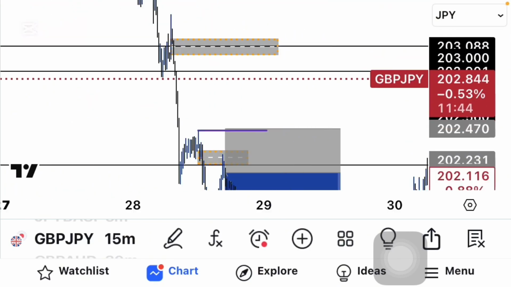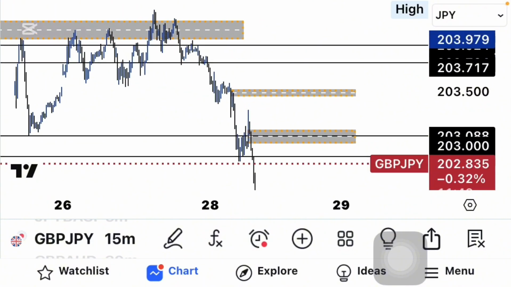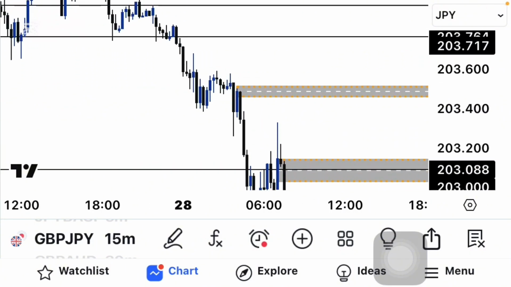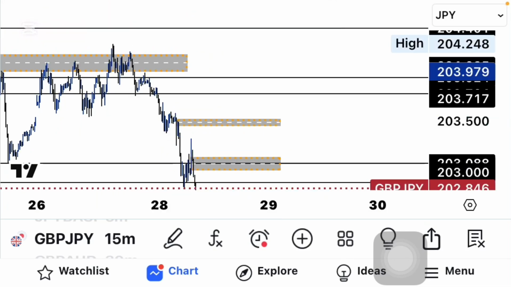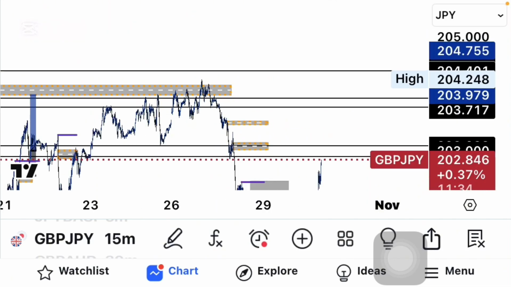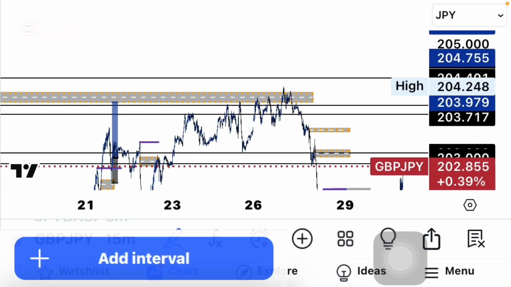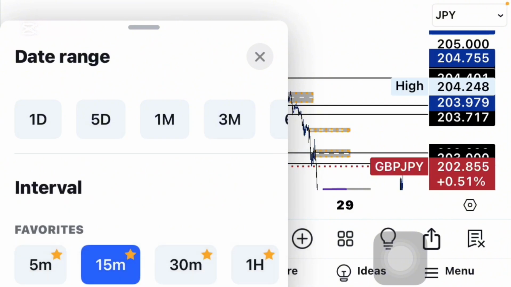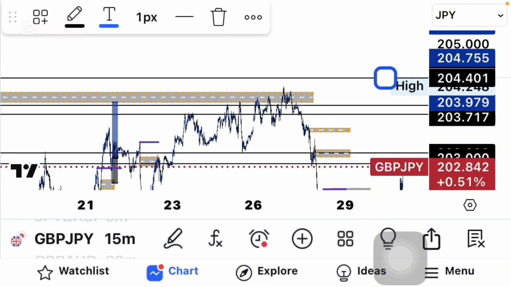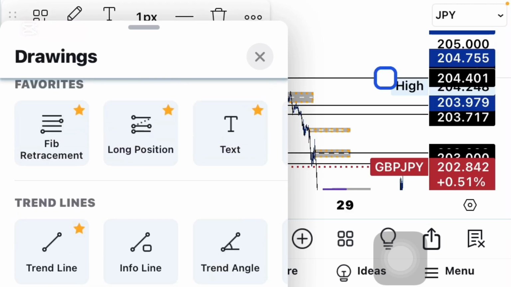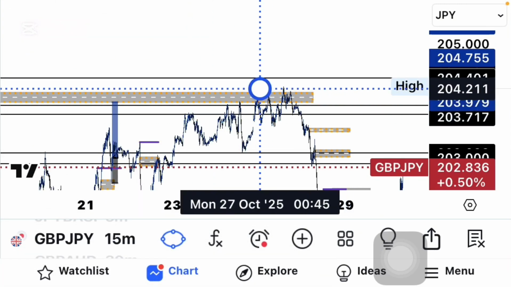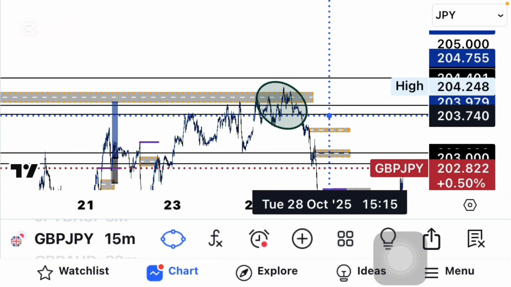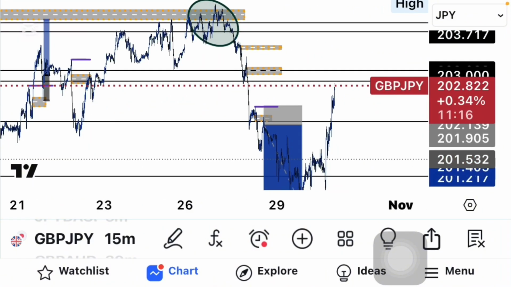On the 15-minute time frame, I have 2 zones here. These are my zones. After this particular sell off, which you can see at the top here, I'll take an ellipse to mark it. So this is the sell off. After the sell off, you can see this massive move.